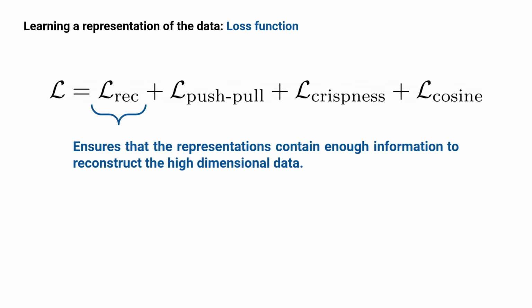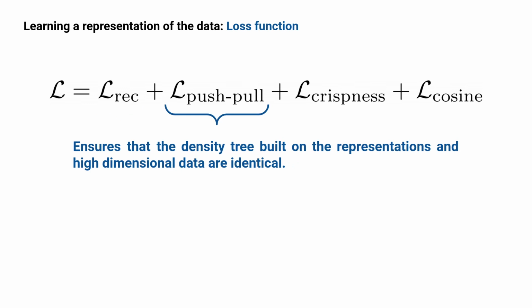Okay, but which cost function are we using here to both have this reconstruction that is clear and also represent the tree structure in the low-dimensional space? We have 4 parts to our loss function. First, the reconstruction loss that ensures that the representation contains enough information to reconstruct the high-dimensional data. That is the typical loss in a simple autoencoder. And then we have the 3 other losses, push-pull, crispness, and cosine, which are all in regards to the tree.